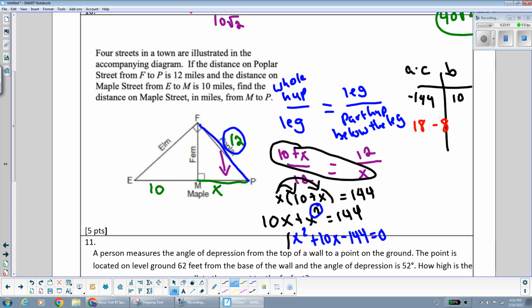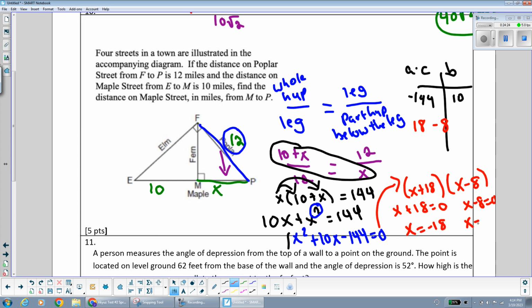If you test that out right now on your calculator, 18 times negative 8 is negative 144, and 18 plus negative 8 is positive 10. So these are the factors that we're looking for. Let me draw an arrow over here. So our two factors are x plus 18 and x minus 8. Taking each one and setting it equal to 0, because remember the whole equation was equal to 0. So we have x is equal to negative 18 and x is equal to 8.